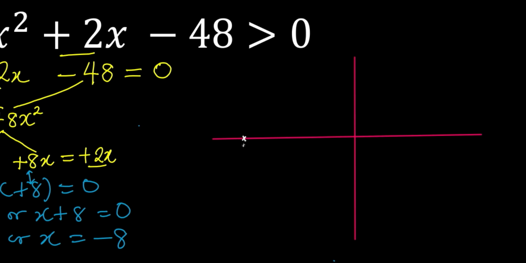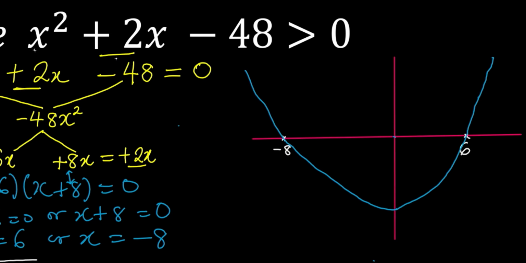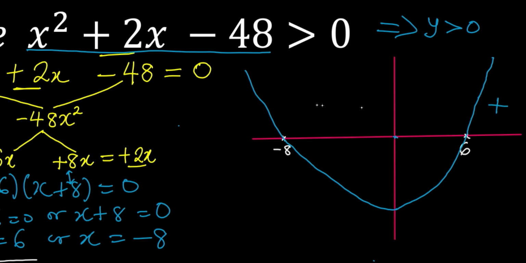Then we draw our graph. We have minus 8 as one of our roots, and plus 6 as the second root. So we have a U-shaped parabola for x squared plus 2x minus 48, which is what we have been given. Let's say it's y. That means y is greater than 0, and for y greater than 0, it is positive.